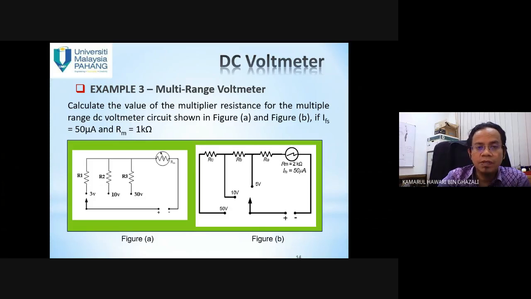Example 3: calculate the value of the multiplier resistance for the multiple range DC voltmeter circuit shown in figure A and figure B, if IFS equals 50 microampere and Rm equals 1 kilo ohm. You can calculate the multiplier resistance by using the formula given before. R1 equals 59 kilo ohm, R2 199 kilo ohm, R3 599 kilo ohm. This is for figure B, where you will get Ra, Rb, and Rc.